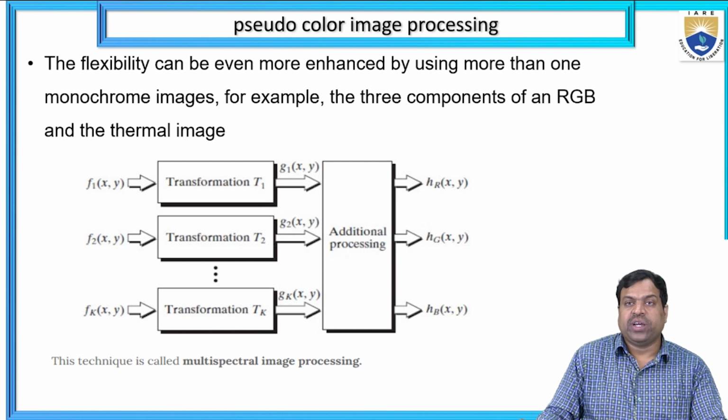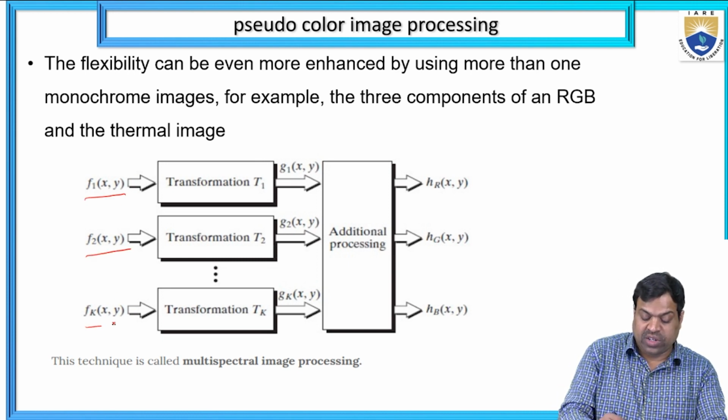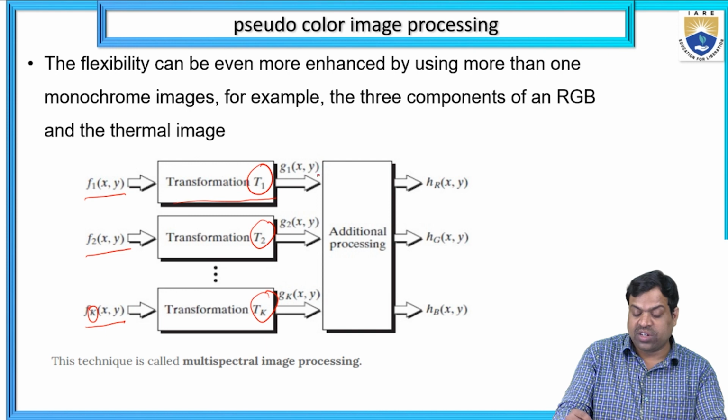So the flexibility can be even more enhanced by using more than one monochrome image. For example, the 3 components of an image are RGB and a thermal image: F1 of x comma y, F2 of x comma y, up to Fk of x comma y, so on, meaning k number of inputs. F1 of x comma y has transformation T1, F2 has transformation T2, and Fk has transformation Tk. So what is the pseudo color output? G1 of x comma y, G2 of x comma y, and so on up to Gk of x comma y. So what is the additional processing?